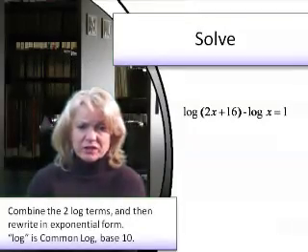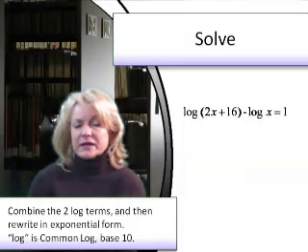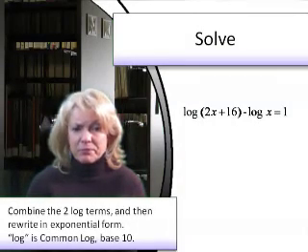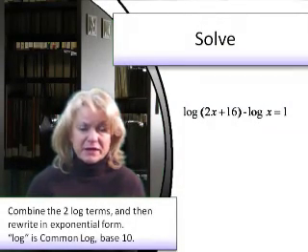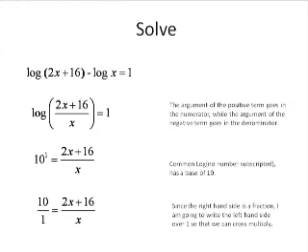This equation has more than one log term. Before we rewrite in exponential form, these two separate log terms need to be combined. Since the first log term is positive, its argument will go in the numerator. The second log term being negative, its argument will go down in the denominator.